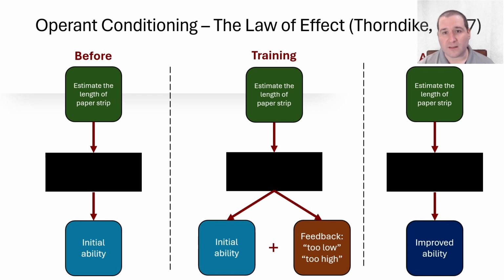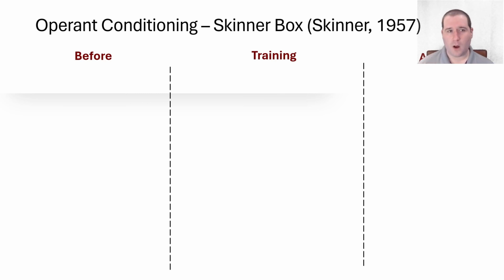But that's Thorndike's law of effect, and a great example of operant conditioning. All right, to give another animal example, we can take a look at the works of B.F. Skinner and his Skinner box. He was another one of the psychologists that was pretty big in the field of behaviorism.